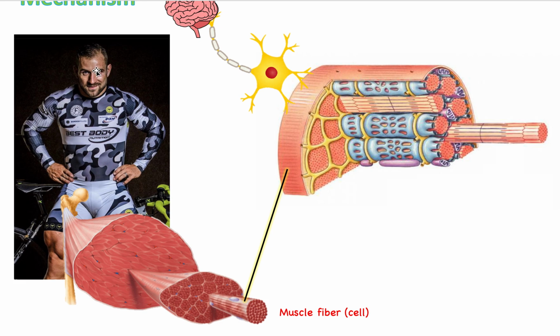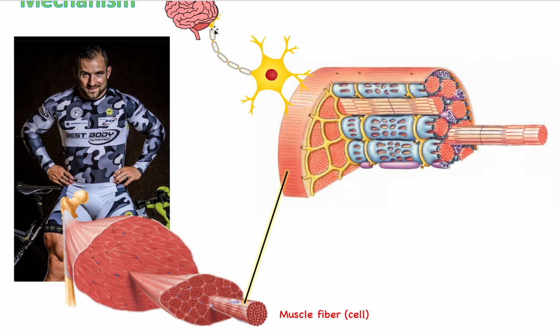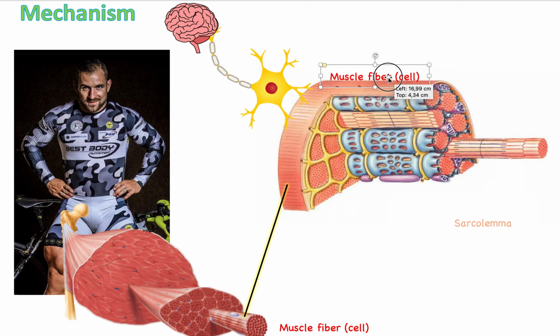So he's going to send a signal from his brain, because we know our brains control all our muscle movements. He's going to send the signal to his leg muscle to make it contract so he can move fast. So this neuron sends this signal to the muscle fiber. This whole thing is a muscle fiber. It's the same thing as this muscle fiber, just I made it bigger so it's clearer to see. So let's label it.